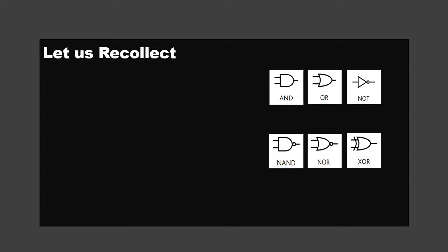Let us begin today's lesson by recollecting what we learned in the previous class. We learned about 6 different logic gates, and they are the AND gate, the OR gate, the NOT gate, the NAND gate, the NOR gate, and the XOR gate. Let's take a brief review of what we learned previously.